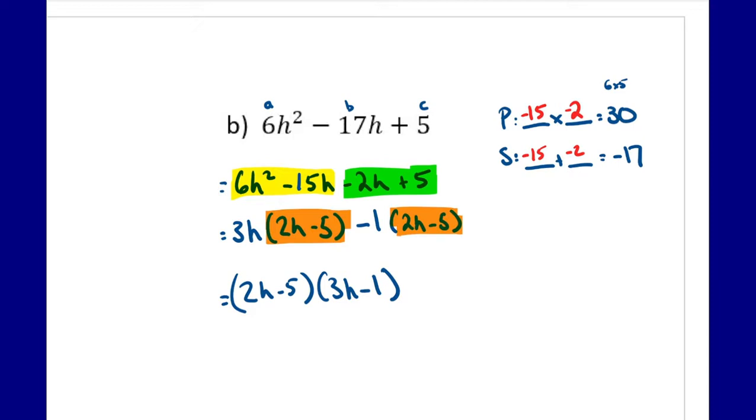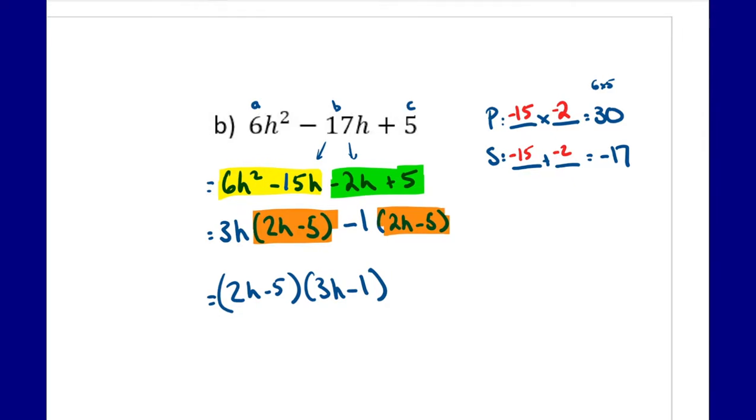Now you might say, how do I know which number to put first when I break up my middle term? And the truth is, you can put them in any order. When you factor by grouping, you'll still be able to get the two similar brackets. It might just be reversed. So for example, let's take a quick look at that.